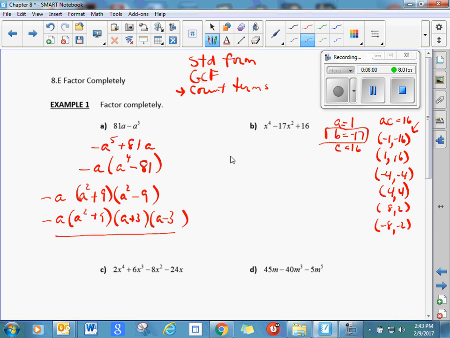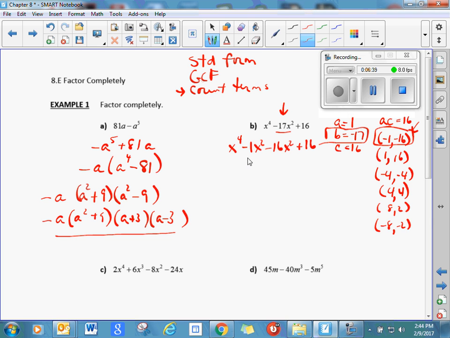So I'm going to rewrite this x to the 4th. I'm going to move him over a little bit. And then I'm going to rewrite this guy as negative 1x squared minus 16x squared. So I'm using this guy right here, and I'm breaking this guy up into 2 terms instead of 1, and then the plus 16 on the back end. So are we good to roll?